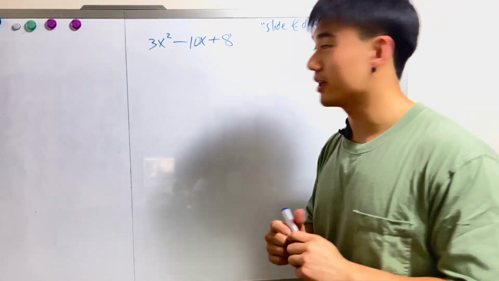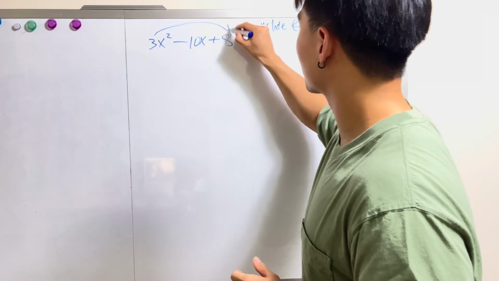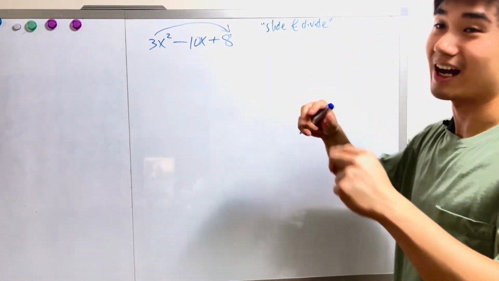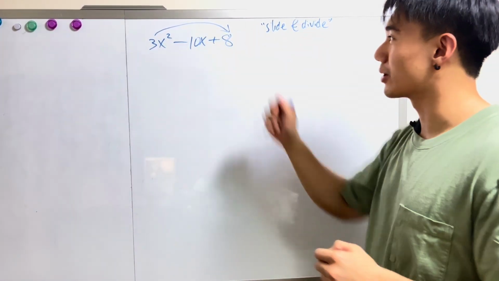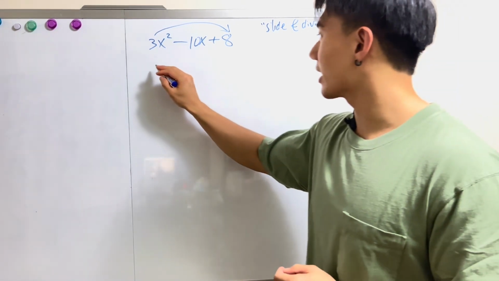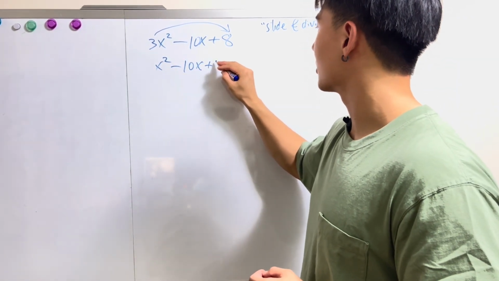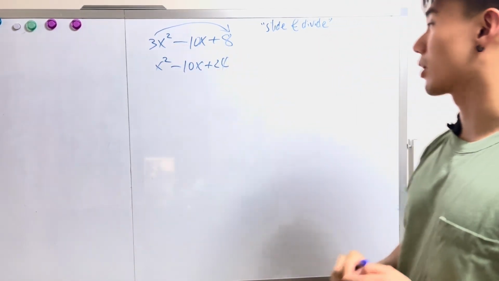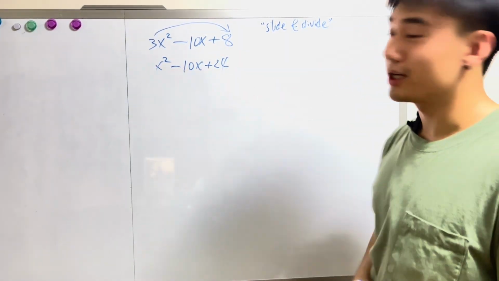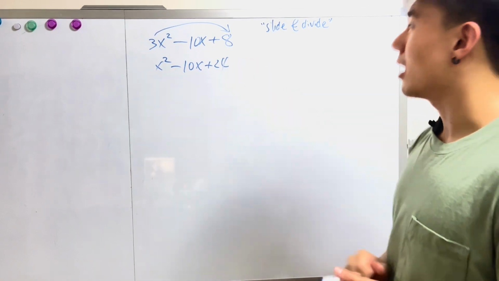The first step is we're going to multiply the 3 by the 8, which is the sliding process. We slide the 3 over and multiply by 8, and then we get x squared minus 10x plus 24. 3 times 8 is 24. So there's no longer a 3 here, and the 3 times 8 becomes 24.